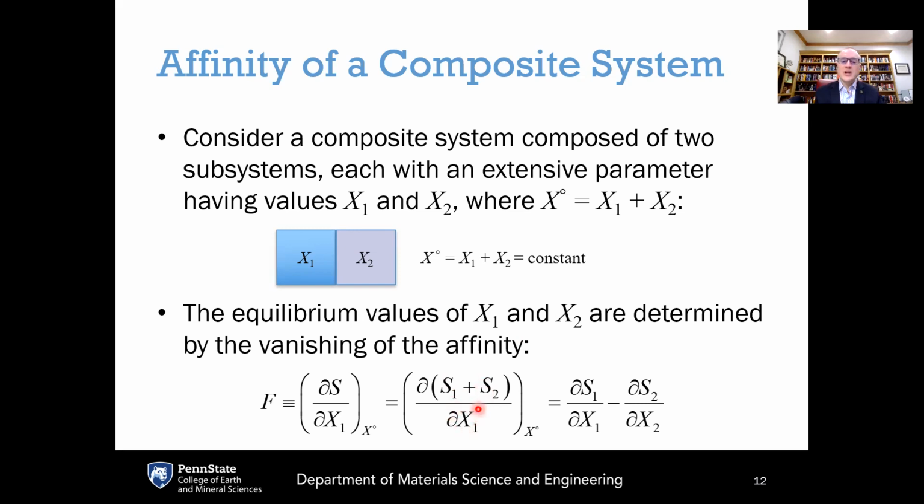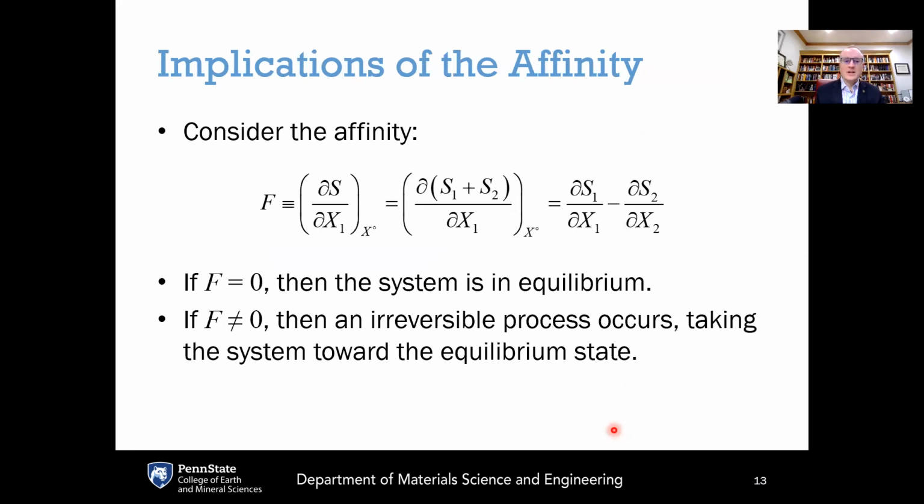And then since the change of x1 is equal to minus the change of x2, given that the total x here is a constant, that means that this can be written as the partial of S1 with respect to x1 minus the partial of S2 with respect to x2, because any increase of x1 leads to a decrease of x2. So that's how we pick up the minus sign here. So what does this mean? If this is our affinity, the affinity is equal to this partial of S1 with respect to x1 minus the partial of S2 with respect to x2.